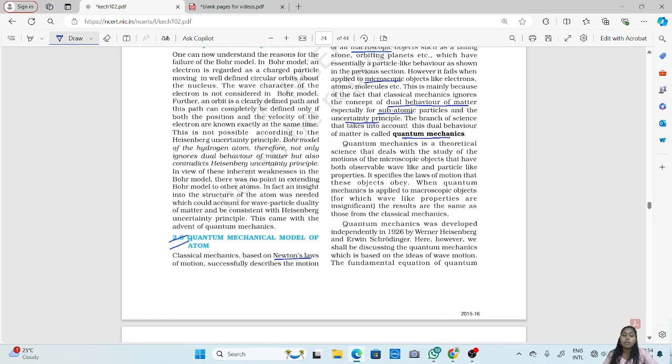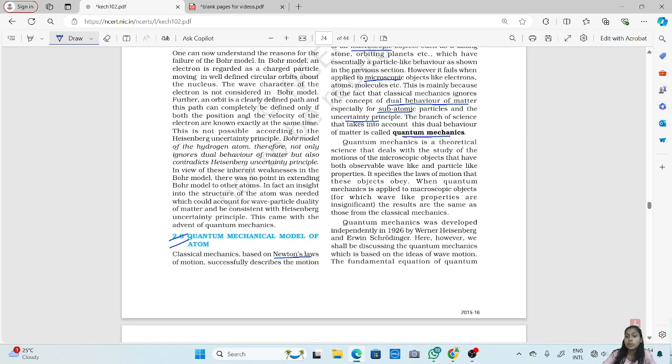Quantum mechanics is a theoretical science that deals with the study of motions of microscopic objects that have both observable wave-like and particle-like properties. Theoretical means it deals with the theoretical part of the motion of microscopic objects like electrons, protons, neutrons, atoms, molecules. Those are all microscopic objects, right? Their movement is observed with both wave-like and particle-like properties. So it specifies the law of motion that these objects obey.